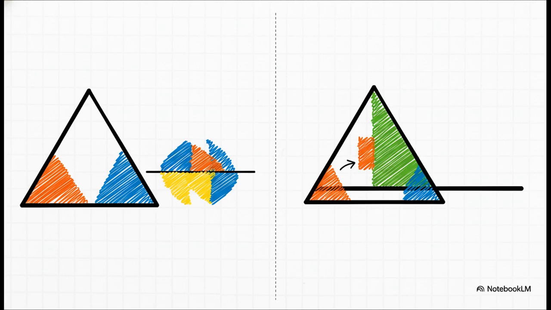Law number 1, the 3 angles on the inside always add up to 180 degrees. Always. And law number 2, if you extend one side to make an exterior angle, that angle is always equal to the 2 opposite interior angles added together.